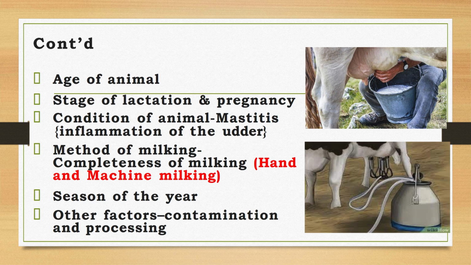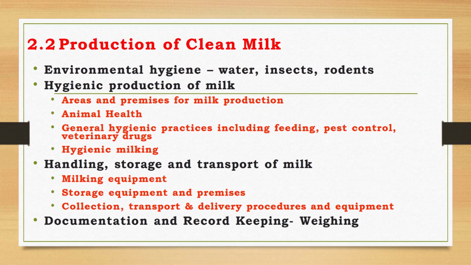The season of the year has an influence, along with other factors like contamination and subsequent processing. This leads us to a crucial topic, the production of clean milk. This involves several key areas. First, environmental hygiene, controlling water quality, insects, and rodents. Second, the hygienic production of milk itself.